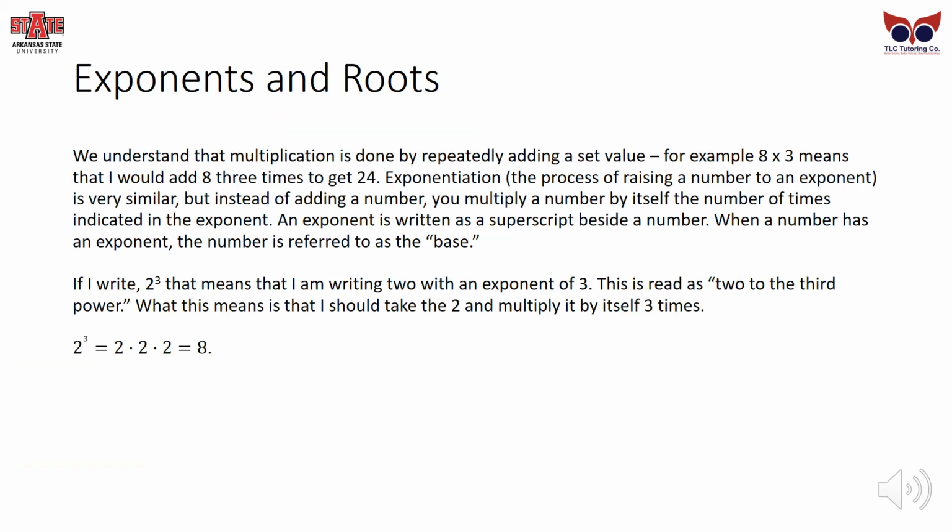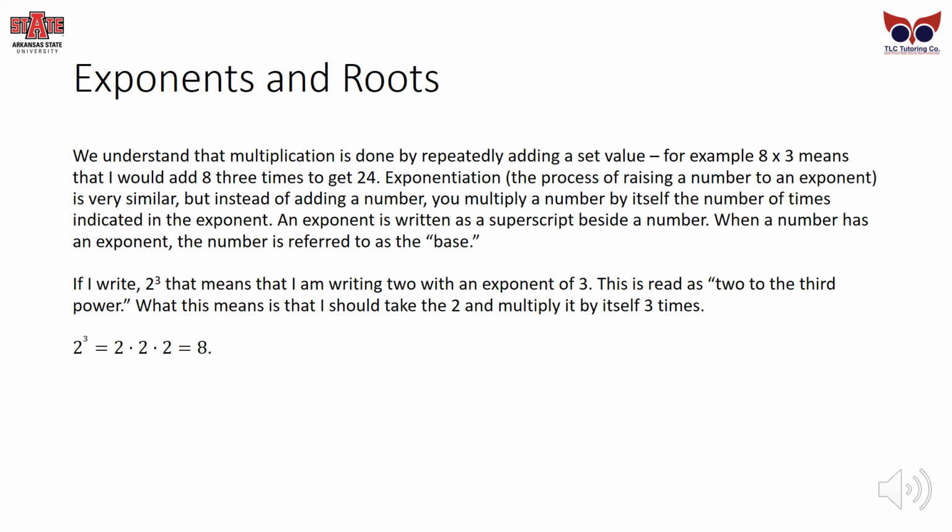We understand that multiplication is done by repeatedly adding a set value. For example, 8 times 3 means that I would add 8 3 times to get 24. Exponentiation, the process of raising a number to an exponent, is very similar, but instead of adding a number, you multiply a number by itself the number of times indicated in the exponent. An exponent is written as a superscript beside a number. When a number has an exponent, the number is referred to as the base.